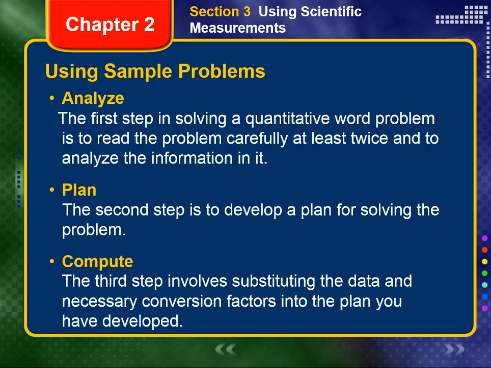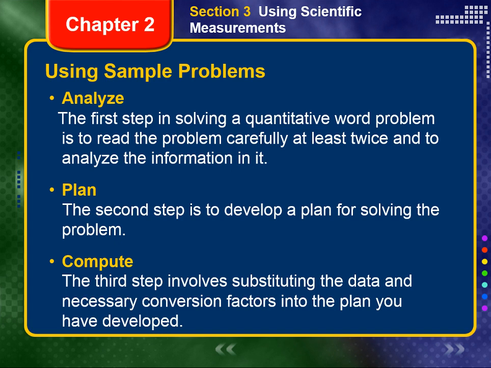Analyze. The first step in solving a quantitative word problem is to read the problem carefully, at least twice, and to analyze the information in it. Note any important descriptive terms that clarify or add meaning to the problem. Identify and list the data given in the problem. Also, identify the unknown, meaning the quantity that you are being asked to find.